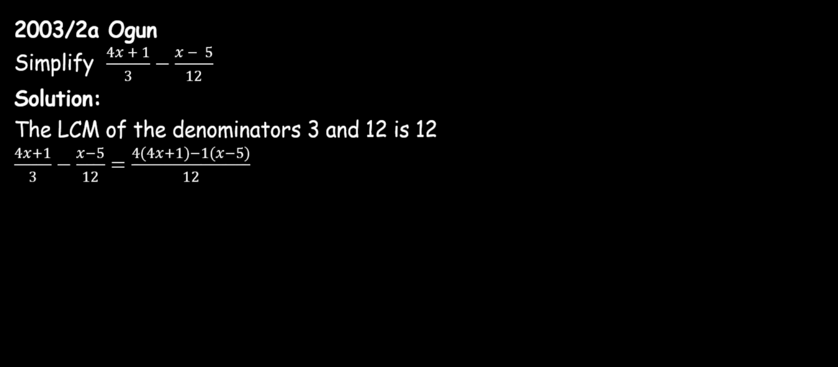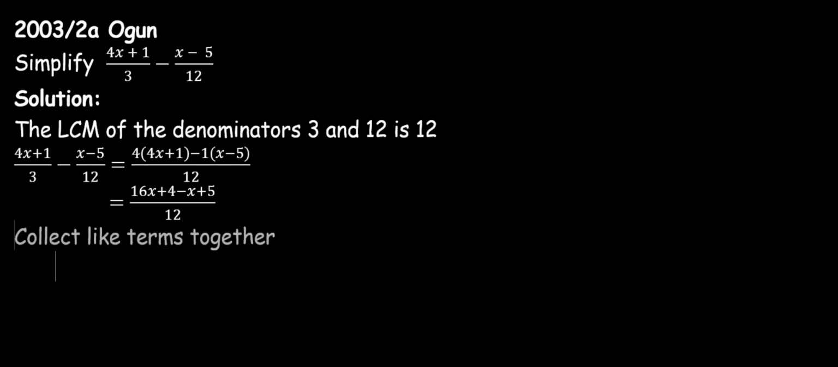Then opening up the bracket, in our numerator, 4 times 4x would give us 16x. Then 4 times 1 will give us plus 4. Then minus 1 times x will give us minus x. And minus 1 times minus 5 will give us plus 5, at the numerator divided by 12. Collect like terms together. Then we now have 16x minus x plus 4 plus 5 divided by 12. And our result will be 15x plus 9 divided by 12.